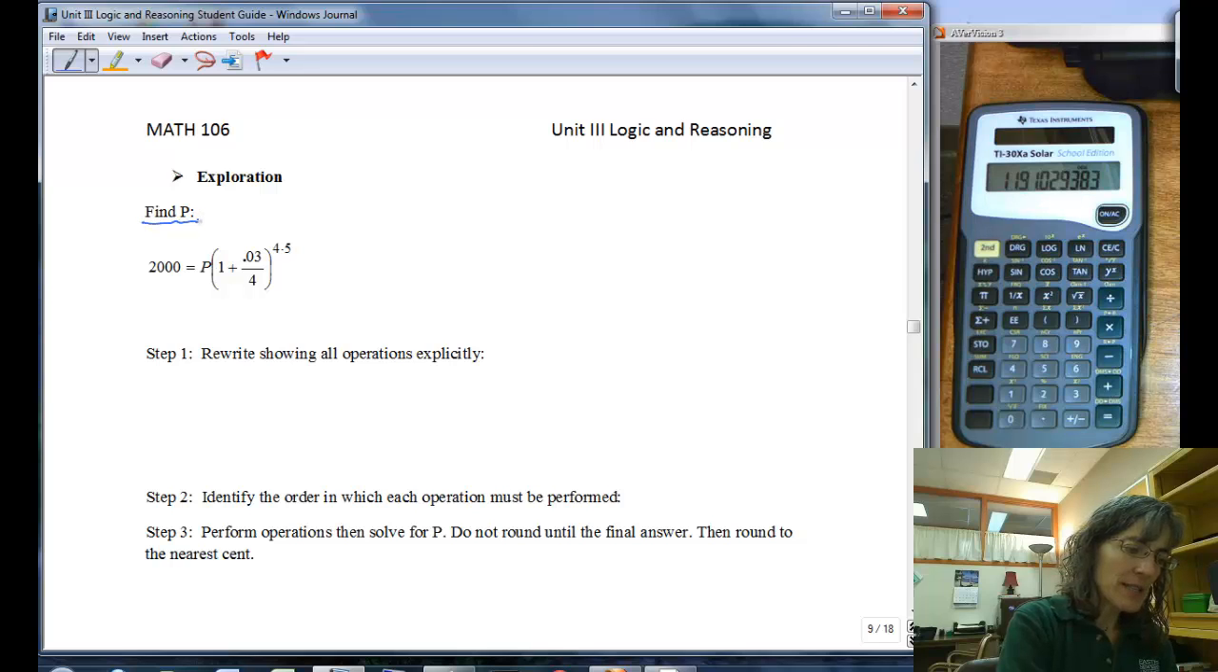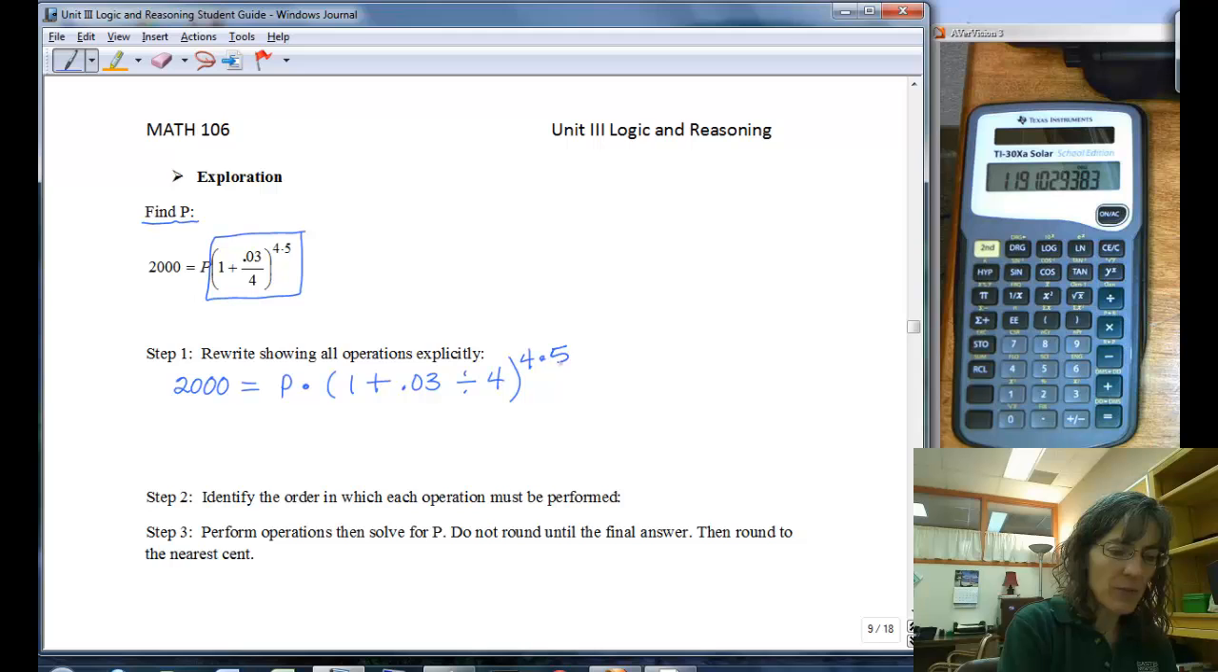So this problem is asking us to find P, which is different. Last time we were finding A, if you remember, but this time our A is specified. So it's a little bit different, but we can calculate all of this part. So let's write it out. So we have 2,000 equals P times (1 plus 0.03 divided by 4) raised to the 4 times 5 power.